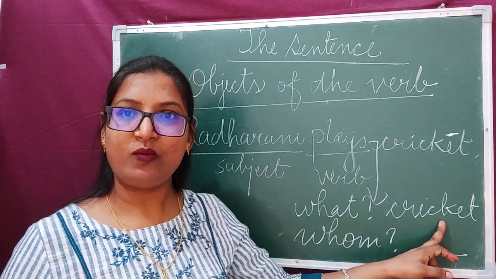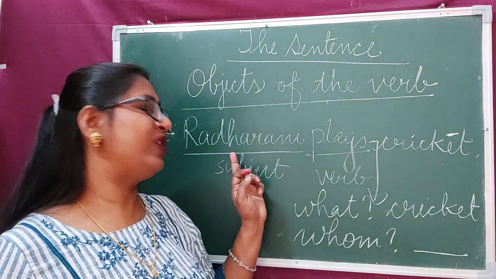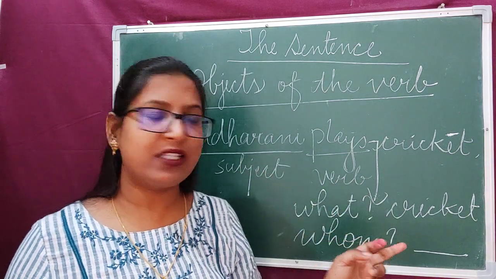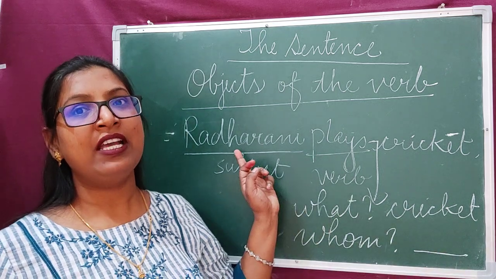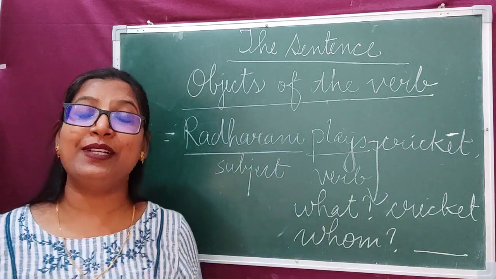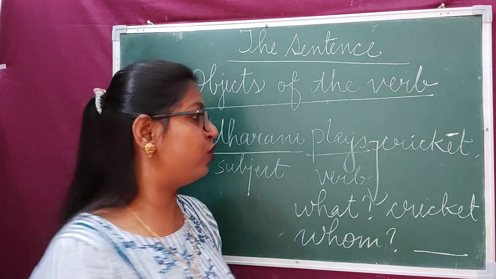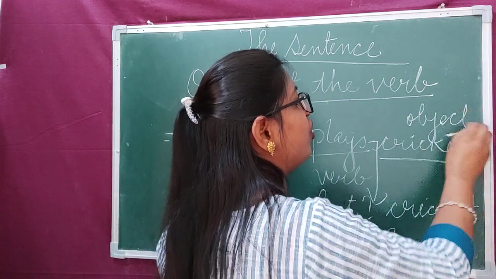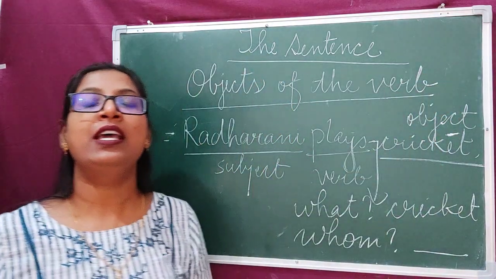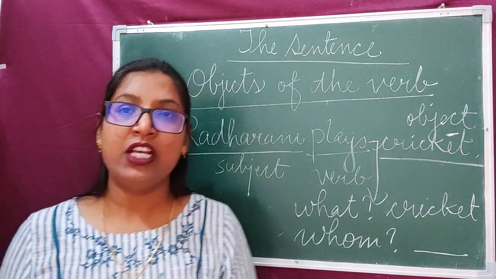Cricket is the name of a game. Radha Rani is the name of a person. So we can see here our answer of what and the subject are completely different. So we can say that cricket is the object of the verb in this sentence.